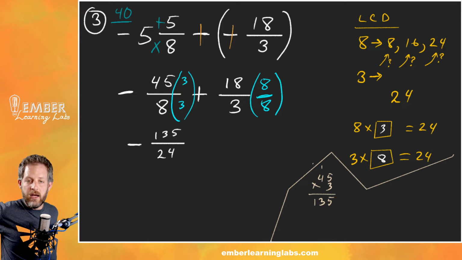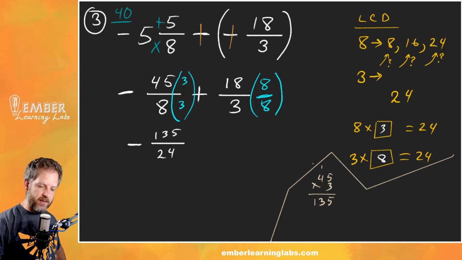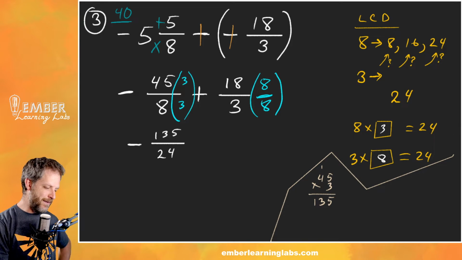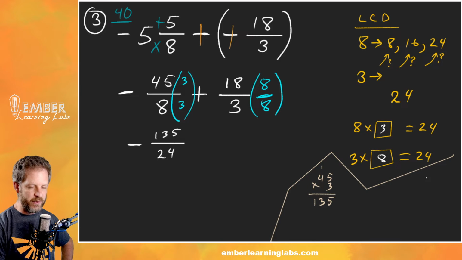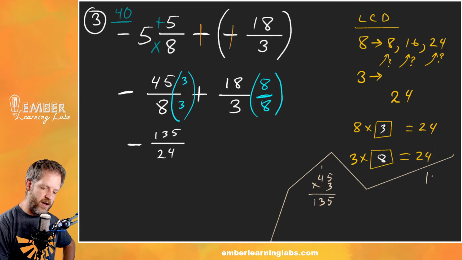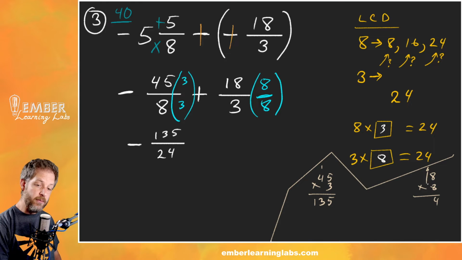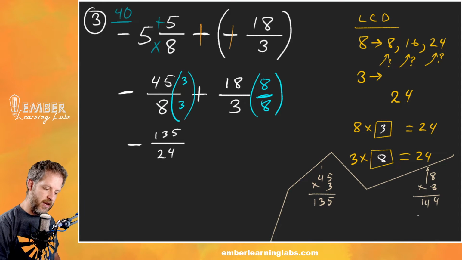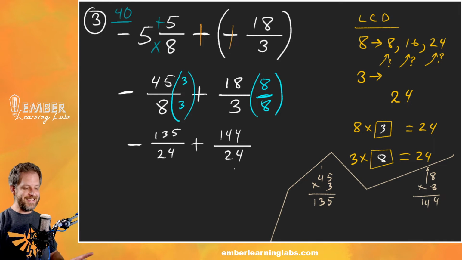I got lost halfway through in my brain, but I came back. Welcome back, me. 8 times 18, I think we should probably scratch paper that guy as well. 18 times 8. 8 times 8 is 64. 8 times 1 is 8. Plus 6 is 14. So this turns into plus 144/24ths.